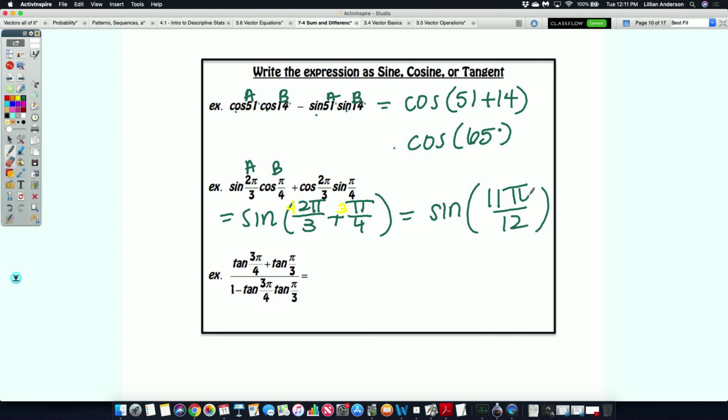Clearly, the last one is a tangent, right? Is it addition or subtraction? Addition, because the numerator is adding, so we're adding here. What's A? 3 pi over 4. And what's B? 5 pi over 3.